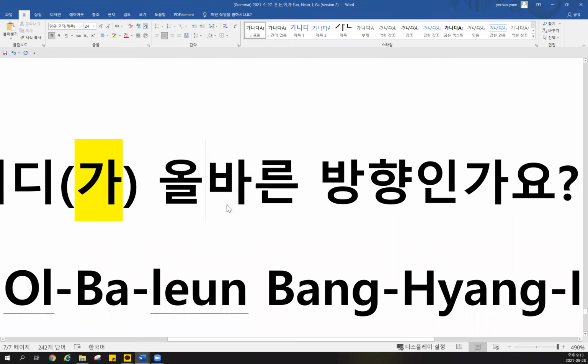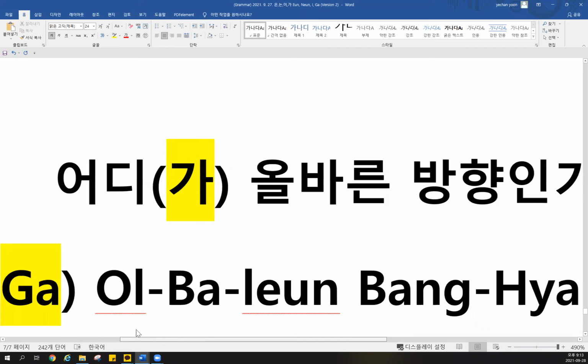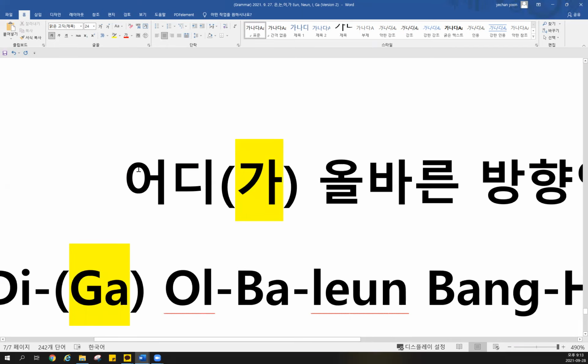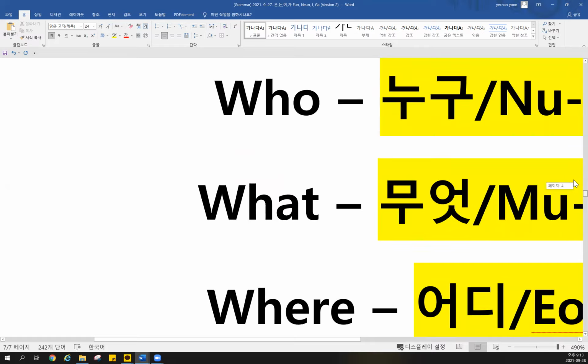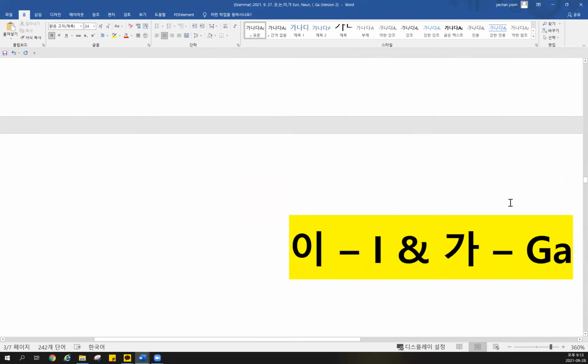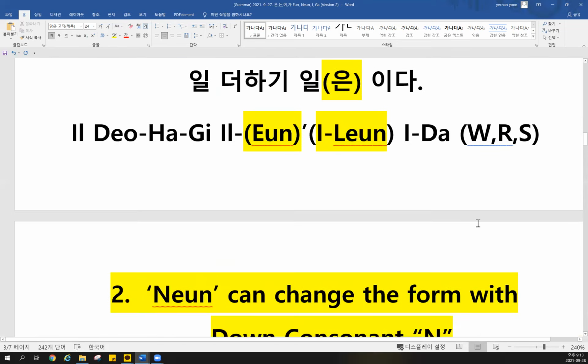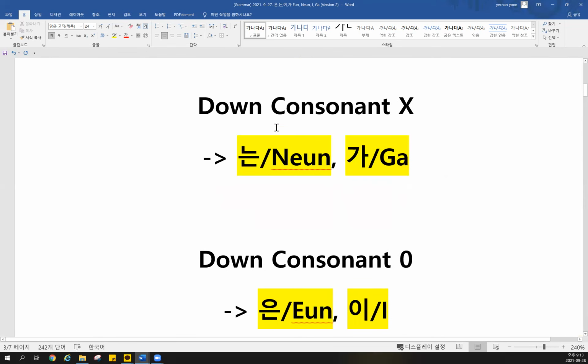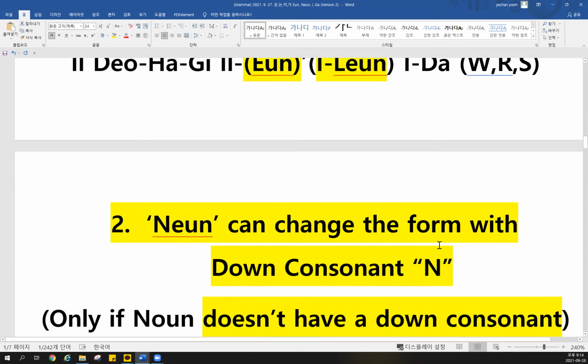So how about in here? There's no down consonant in here, right? And how about this one? There's no down consonant, only one and one. So that's why when you go over there, there's no down consonant, so they use 가. If there is one more consonant, it usually goes to the down consonant. Most of the consonants go to the down consonant. All right, hope you can understand for now.